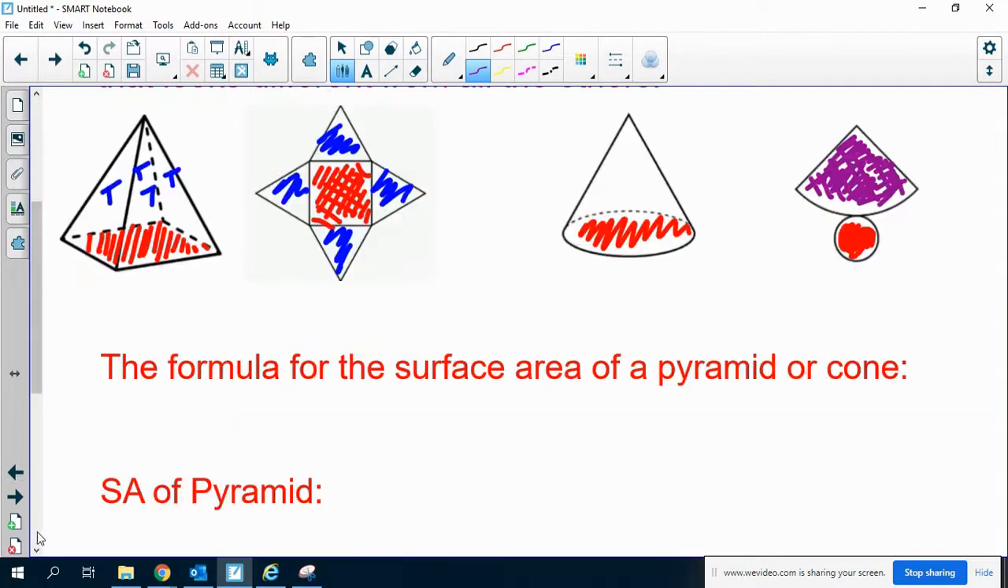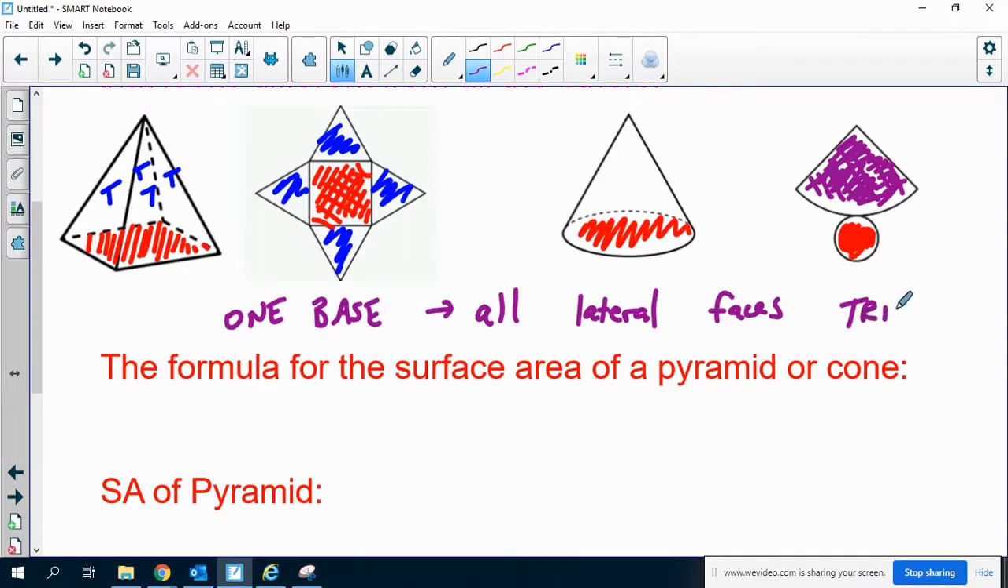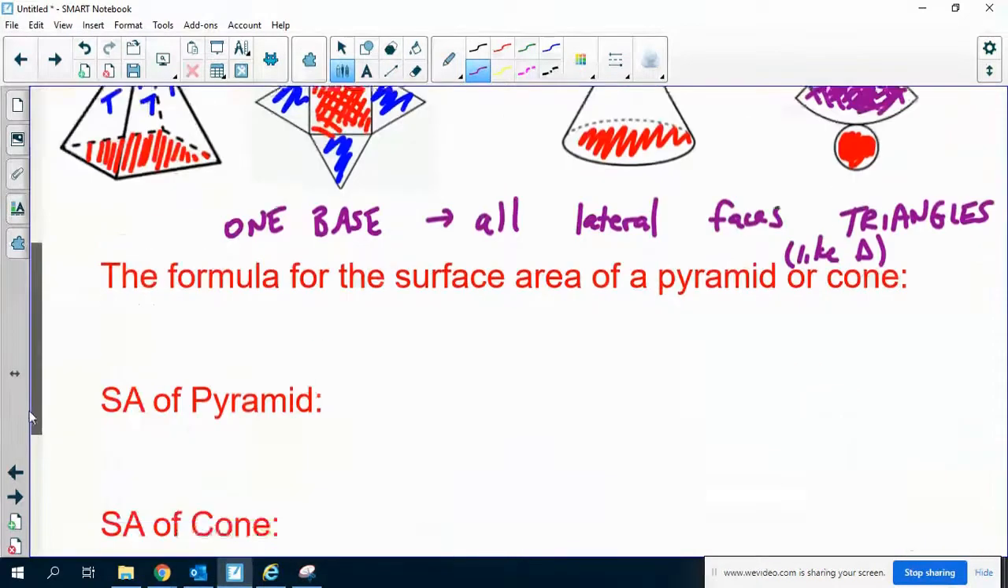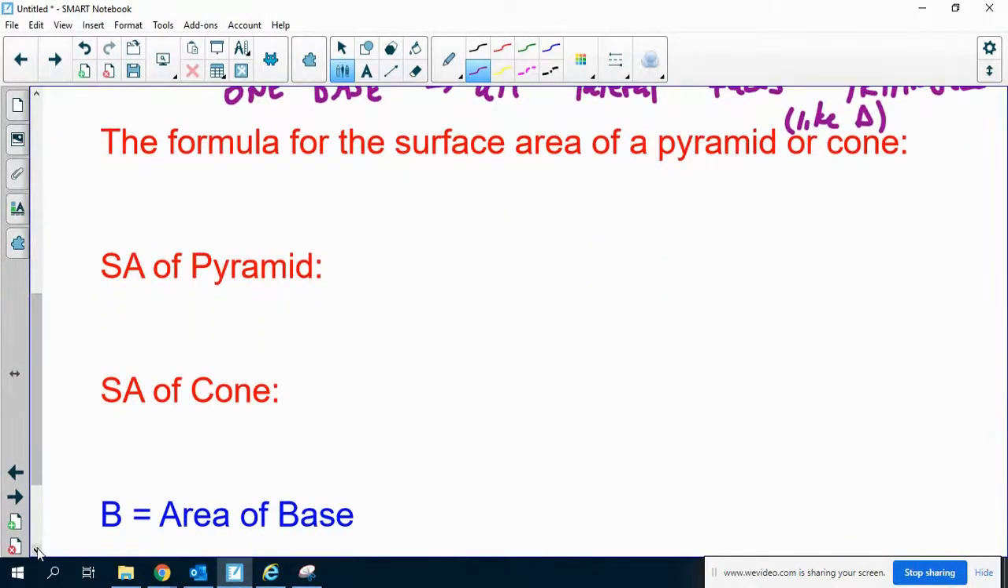And so what we have is these shapes that have one base, and then everything else are all lateral faces, which are triangles, or in the case of the cone, they're like triangles. So we either have real triangles, or in the case of the cone, something that's very similar to a triangle. So that means our formulas are probably going to be a little bit different.